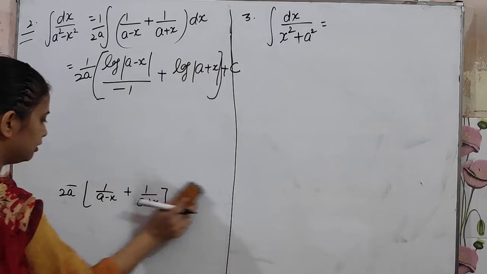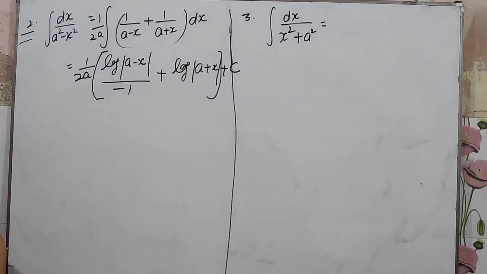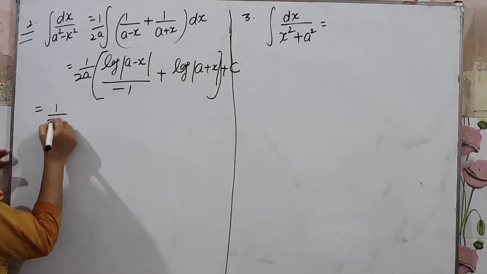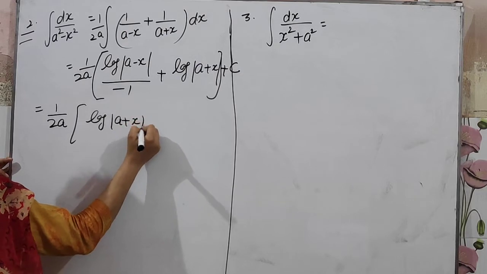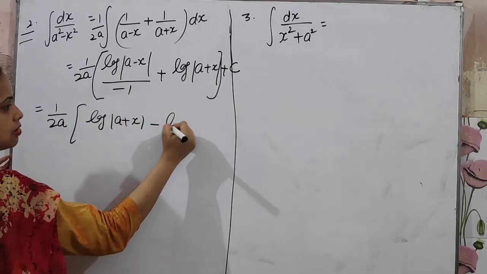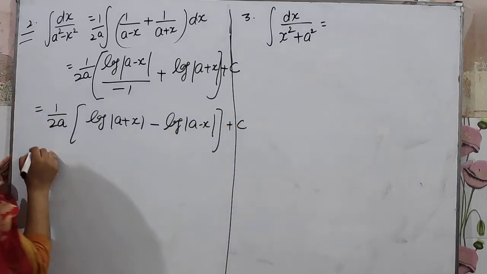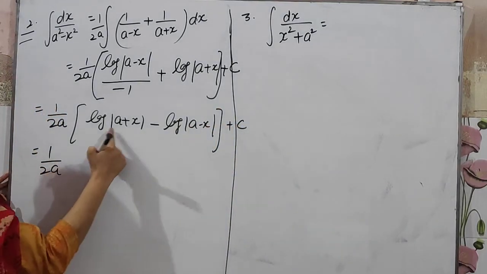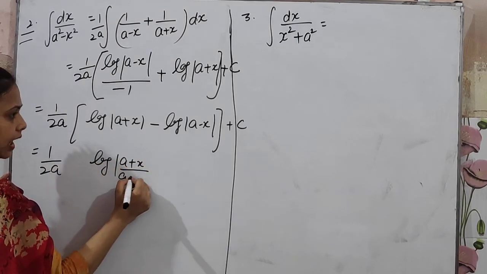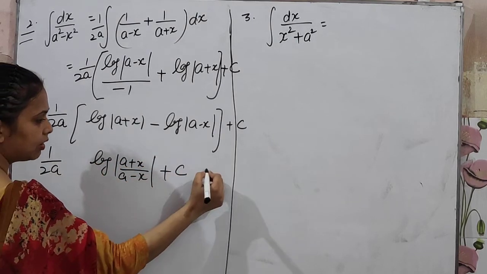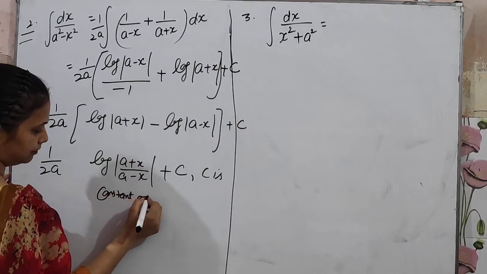Is that clear? What is derivative here? This is 1, so no need to multiply or divide by any number. 1 by 2a outside, it is log of a plus x minus log of a minus x plus c, or it becomes 1 by 2a log of m upon n plus c, where c is constant of integration.